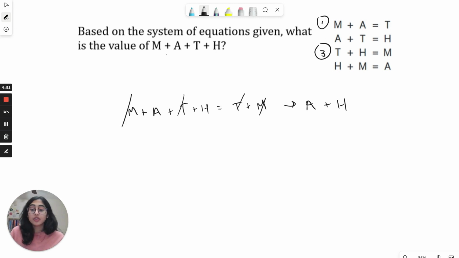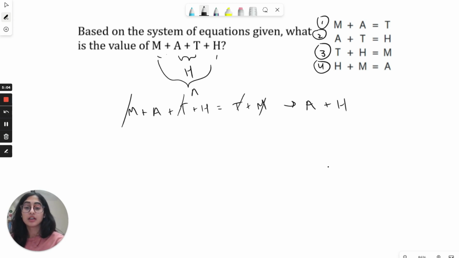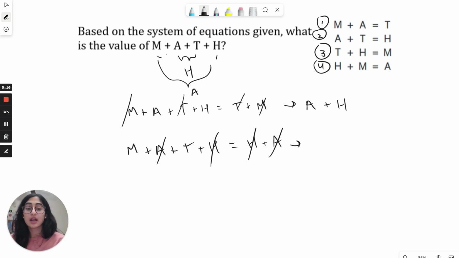And then similarly, a plus t from the second equation is equal to h, and h plus m from the fourth equation is equal to a. So we can also say that m plus a plus t plus h is equal to h plus a, in which case the h's would cancel out and the a would cancel out, leaving us with m plus t equal to 0. Equal to 0 on this side too. So if m plus t is equal to 0, and a plus h is equal to 0, then the sum of all of them is also going to be equal to 0.